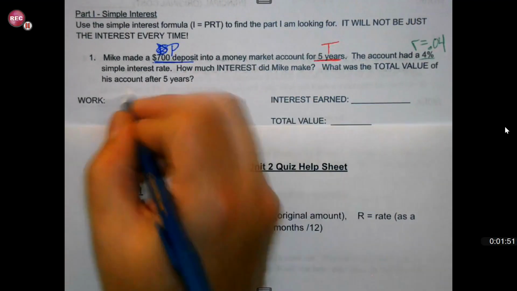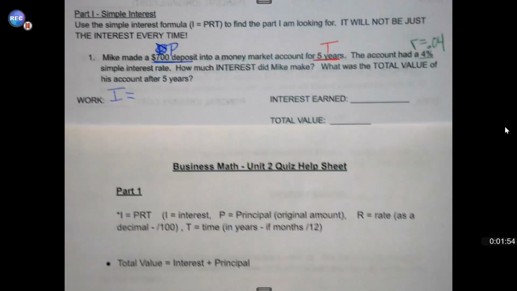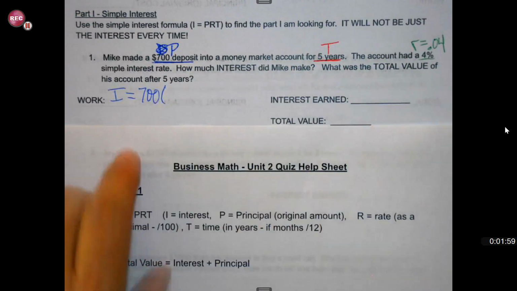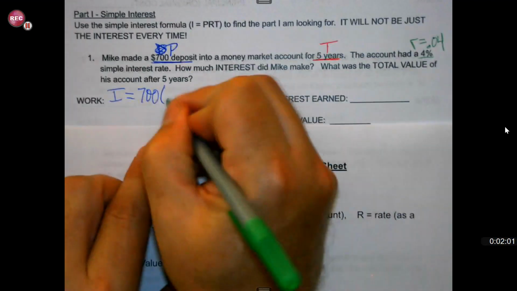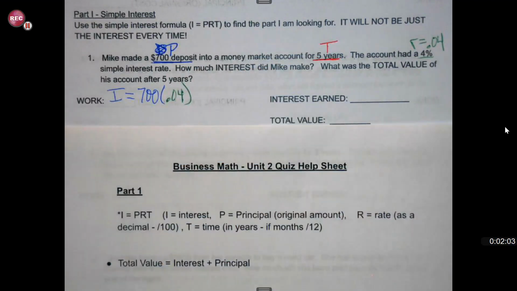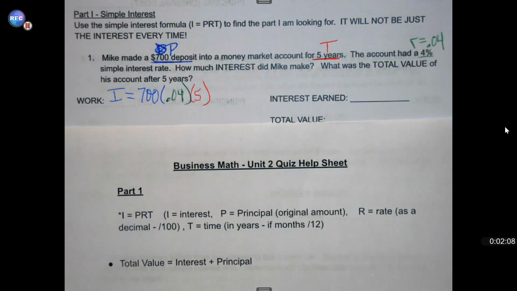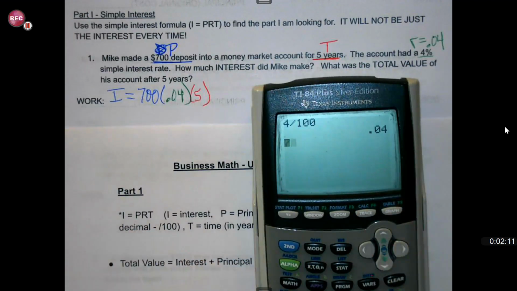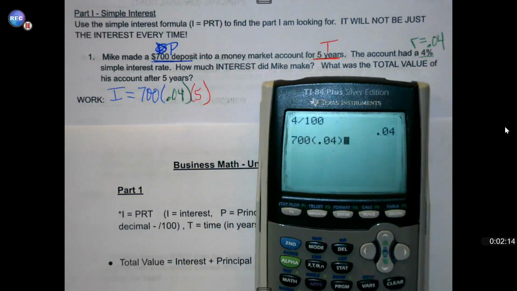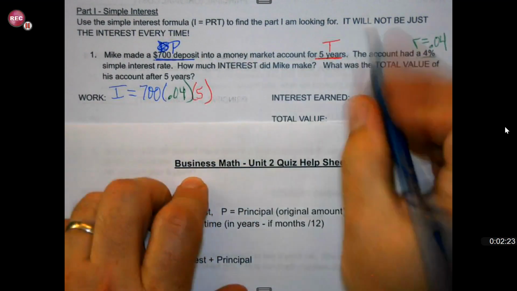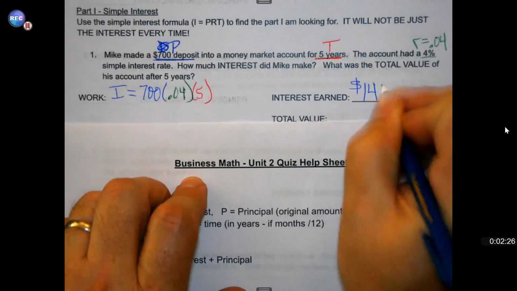So here, my interest equals my principal times my rate times my time. Straight up multiply them together. Nothing fancy. Okay, so that's how much interest I earned. I earned $140 worth of interest. Okay, so that's my first question.